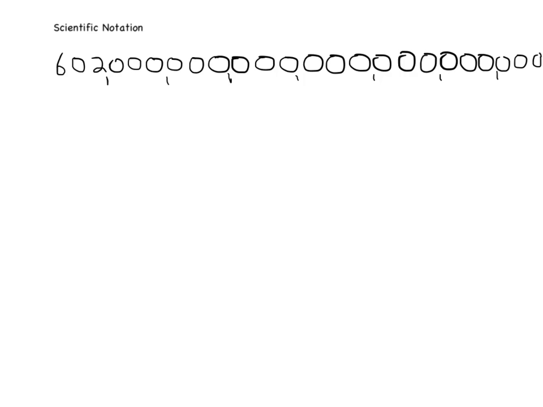Now, this is a 6 with basically 23 zeros after it. The 2 you can leave in, we'll make it a 0. It doesn't really matter in a number this big. But we don't want to write this number every time we use it in chemistry.